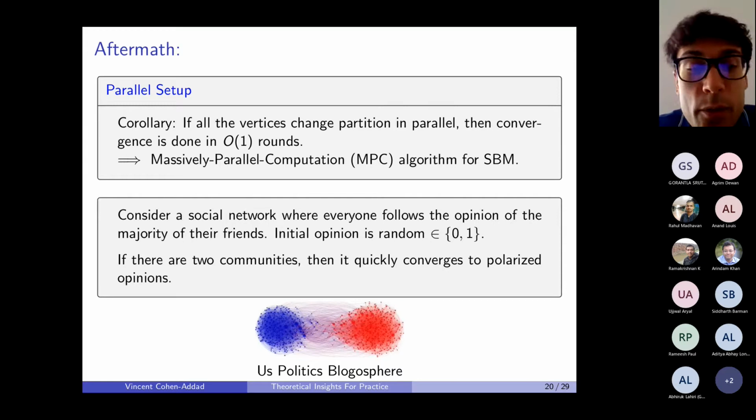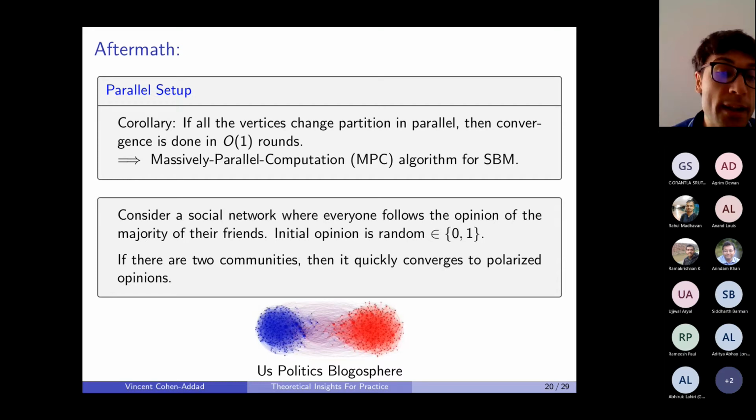Now, if you are connected in a way that you have two communities, your friends are spread across the two communities, and you have, of course, slightly more friends in your own community than on the other side, then you will quickly converge in a constant number of rounds to a polarized opinion. One side will be all zero, one side will be all one.